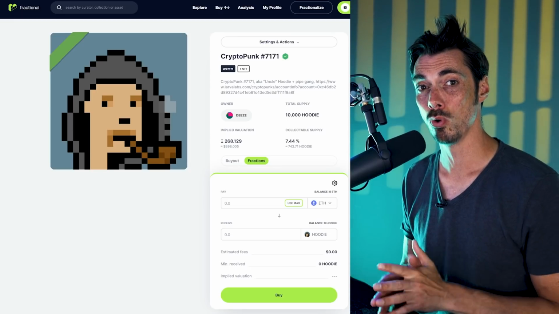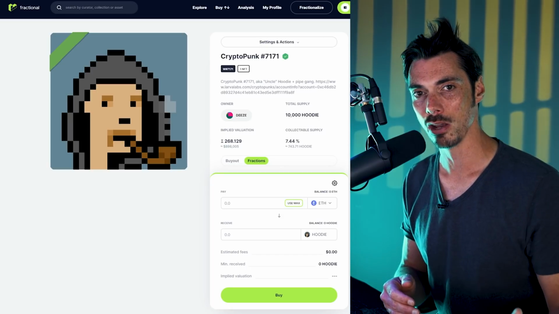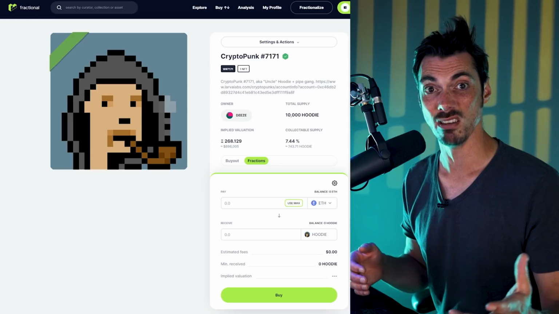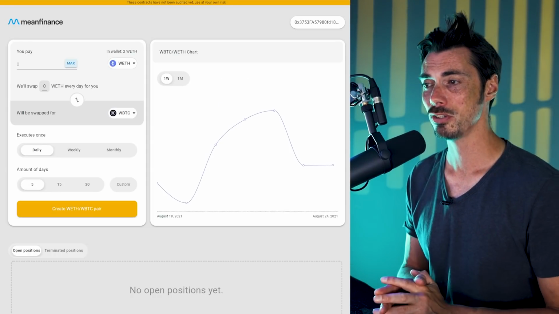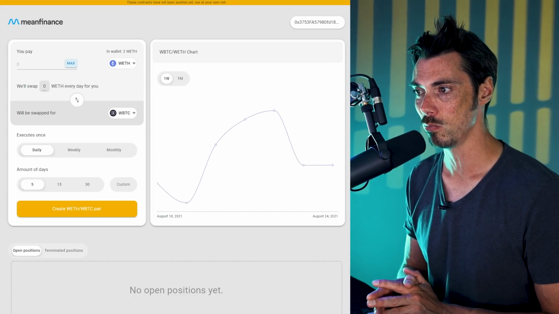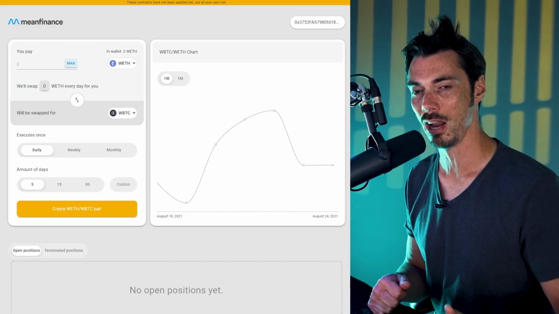Now, what you would normally do with dollar cost averaging is you would check back daily or keep a close eye on the charts and buy pieces when you think the market is right. Mean Finance allows you to do all of that automatically. That's basically what it's about. So what it'll ask you to do is say, what pair do you want to dollar cost average into?